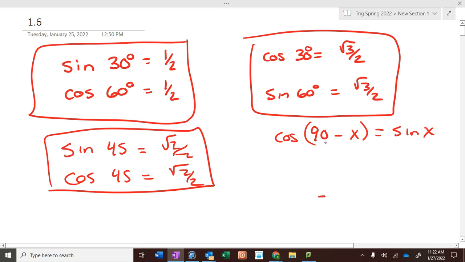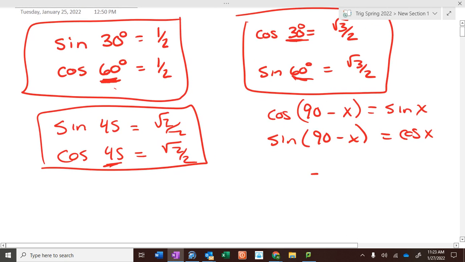If we took the cosine of 90 minus 60, we get the sine of 30. The cosine of 90 minus 60 is the sine of 30. And the cosine of 90 minus 30 is the sine of 60. And the cosine of 90 minus 45 is the sine of 45. Okay? Could I also put it like this? Yes. Okay? Because those all meet up.